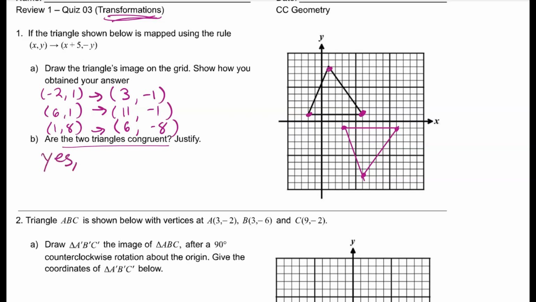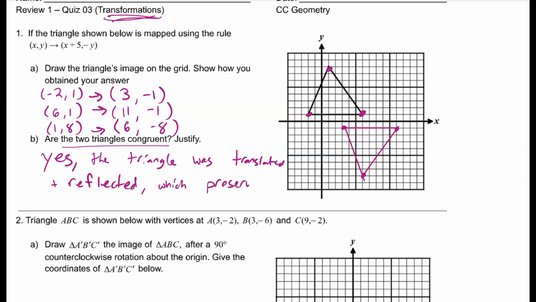So are the two triangles congruent? Yes, because the triangle was translated and reflected. And the whole idea here is that you need to remember that both of these are rigid motions, so they're going to preserve two things: distance, so the side lengths, and the angle measure for all of the angles in these triangles. So both of these are definitely congruent because there exists a series of rigid motions which maps one onto the other.